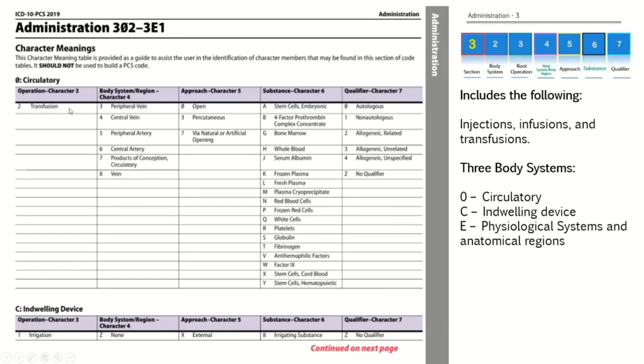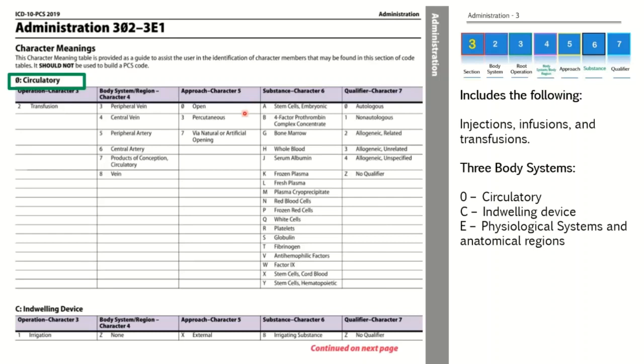And I'll just say it. This is putting in or on all or a portion of a living body, transfusion. A transfusion only deals with blood, putting in blood or blood products. So I apologize for that. Now let's go on. If we're just talking about blood or blood parts or products, the root operation will be transfusion, and your fourth character body system or body region will be your peripheral vein. This is where they're putting it. Central vein, peripheral artery, central artery, products of conception, circulatory, and vein.